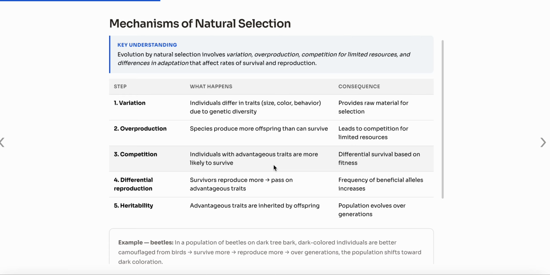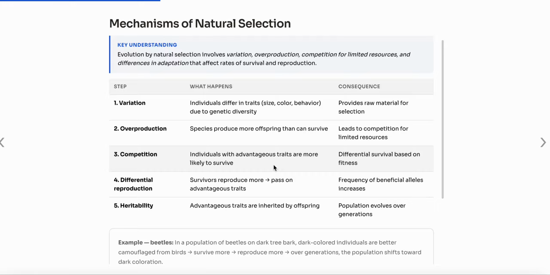Now because of this variation, the characteristics which give a benefit lead to overproduction. Species will produce more offspring than can survive, and that leads to competition for limited resources. So first there occurs overproduction, then there will be competition between the individuals with advantageous traits and non-advantageous traits, and the one which has the advantage survives, and that we call survival of the fittest. And then the survivor will produce more offspring.